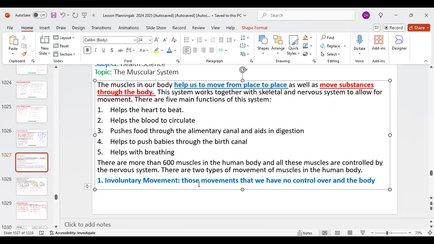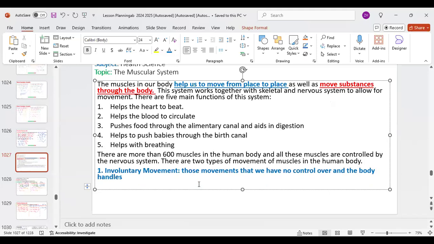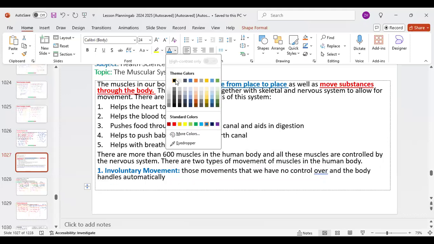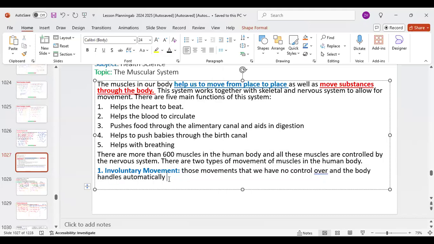And the body handles how? Automatically. What are some things that we do not control? It just happens automatically. Your heart beating. What else? Yawning.